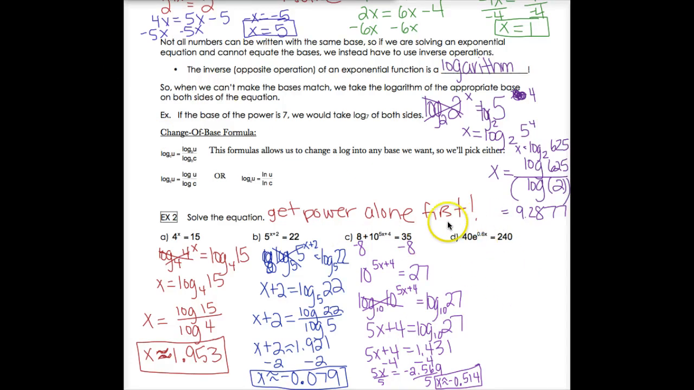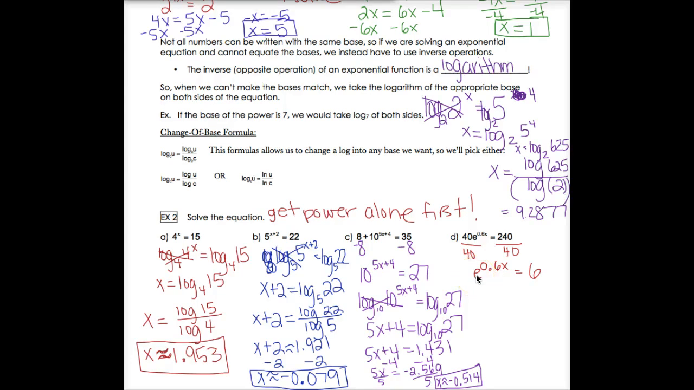All right, last one here. First, we need to get the power alone. So the power is e to the 0.6x, so I need to get rid of this 40 first. So I'm going to divide both sides by 40. So 240 divided by 40 is 6. So I've got e to the 0.6x equals 6. So now, in order to undo this exponential, I need to take the log of appropriate base on both sides. So whatever the base here is what the base of my log is.